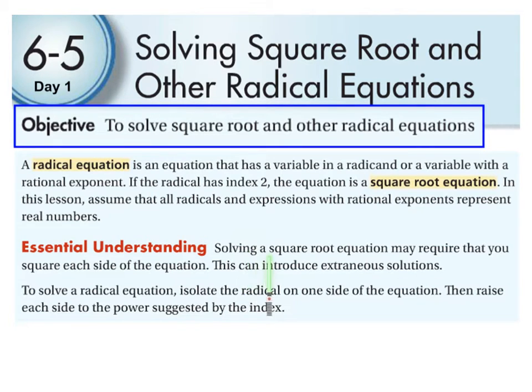They do mention here, solving a square root equation may require that you square each side of the equation. That can introduce extraneous solutions. That is true, and I'll be talking about, for each one, why or why not it did introduce extraneous solutions, or it couldn't have introduced extraneous solutions. So I'll talk about that for each one. Basic strategy to solve a radical equation: isolate the radical on one side, raise each side to the power suggested by the index.